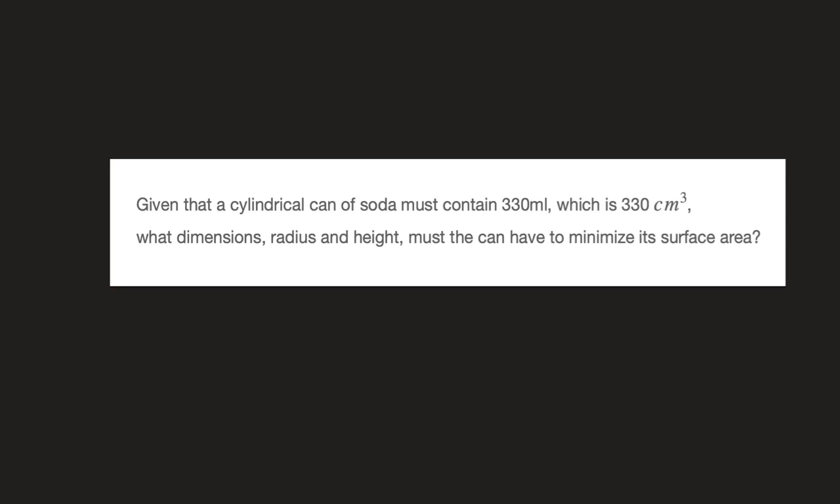We're told, given that a cylindrical can of soda must contain 330 milliliters, which is the same thing as 330 centimeters cubed, what dimensions, that is, which radius and height, must the can have to minimize its surface area? Well, let me start by moving this question to the side a bit. There we go. To solve this optimization problem, I followed the same 4 steps as I would for any optimization problem.